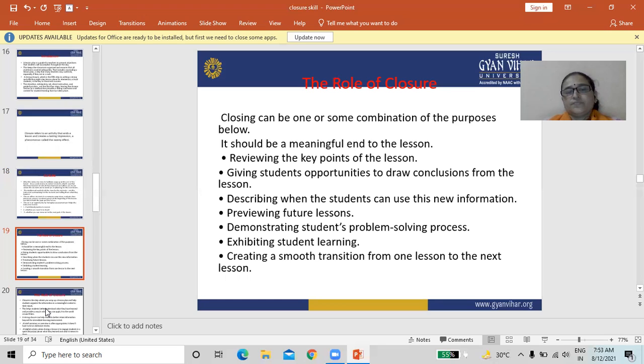Demonstrating students' problem solving process. Exhibiting student learning. Creating smooth transitions from one lesson to the next lesson.